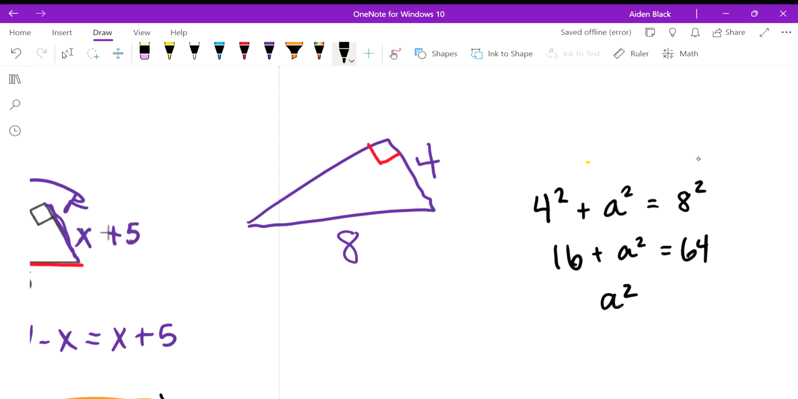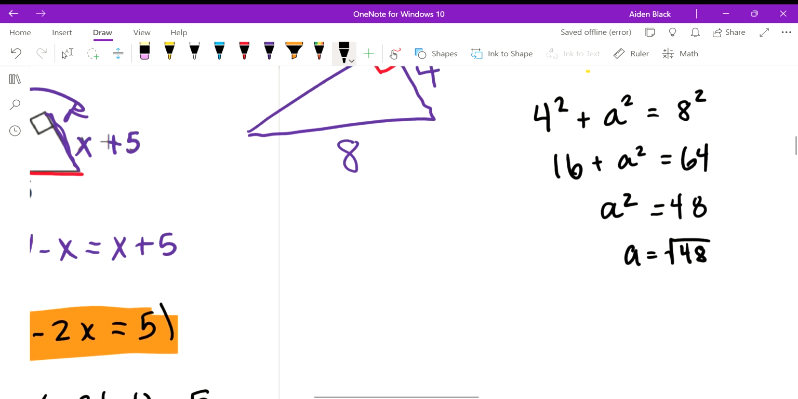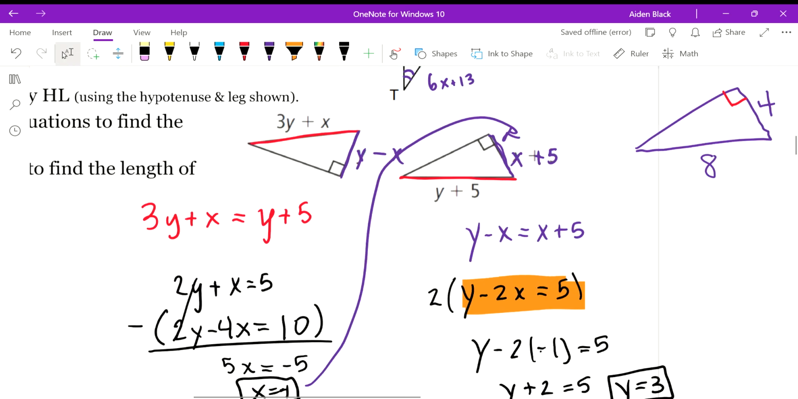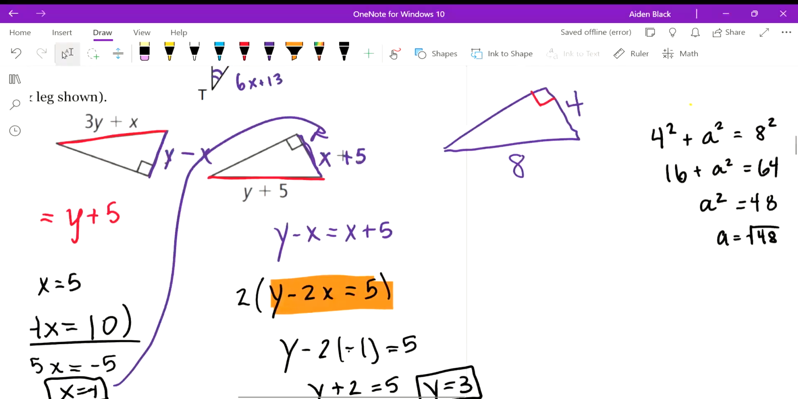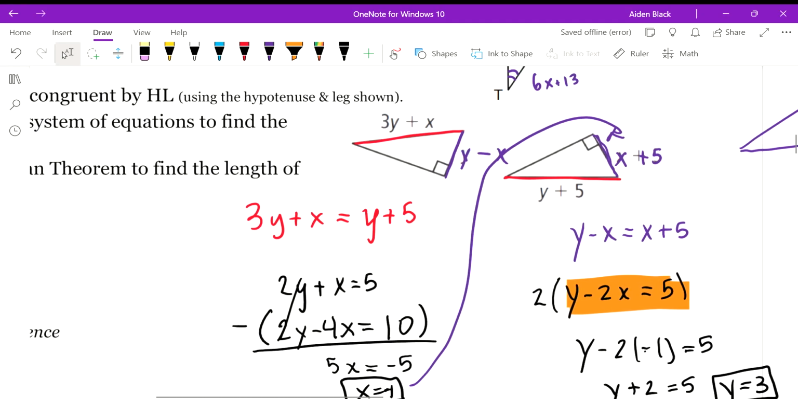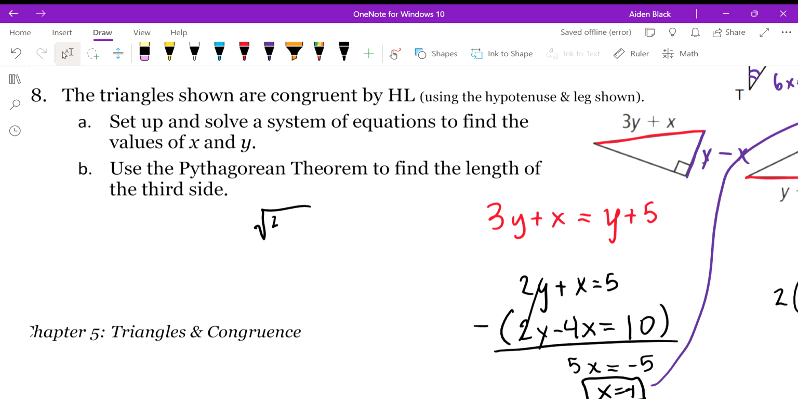If we subtract 16 from both sides, A squared equals, what's 64 minus 16? Should end in an 8. So 48. So A should be the square root of 48. Okay. Does it say to write in simplest form? No, it doesn't say to, so we can just write square root 48. That's fine. Okay, that's all.